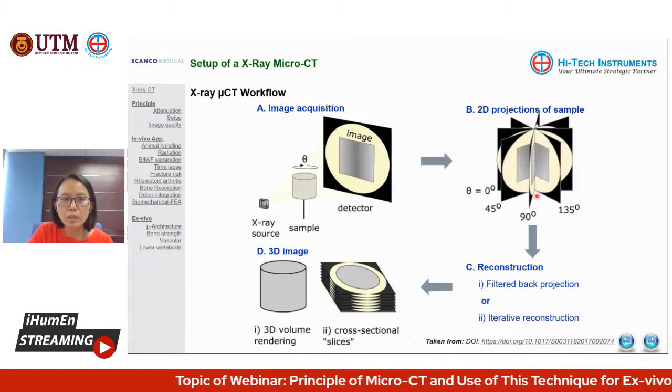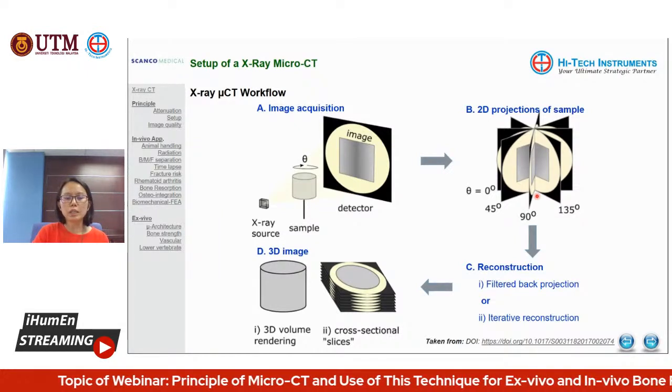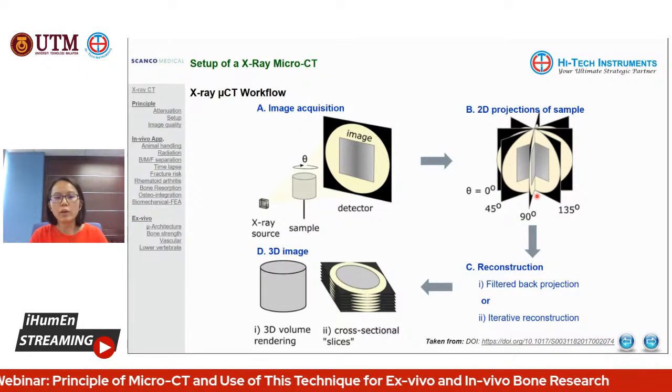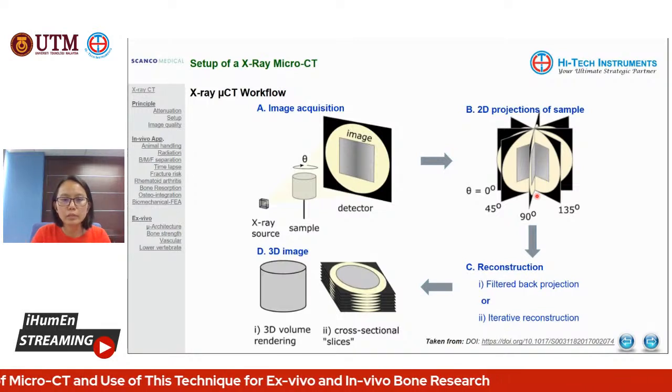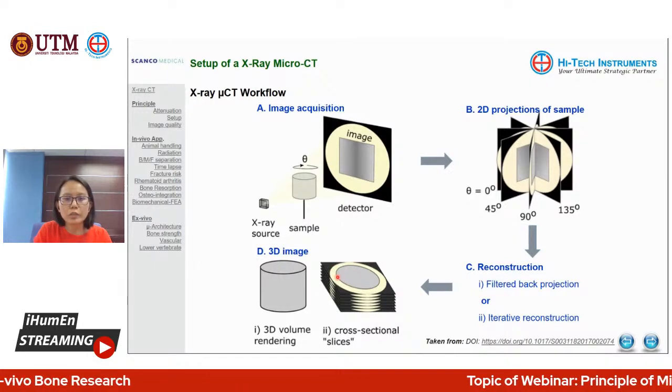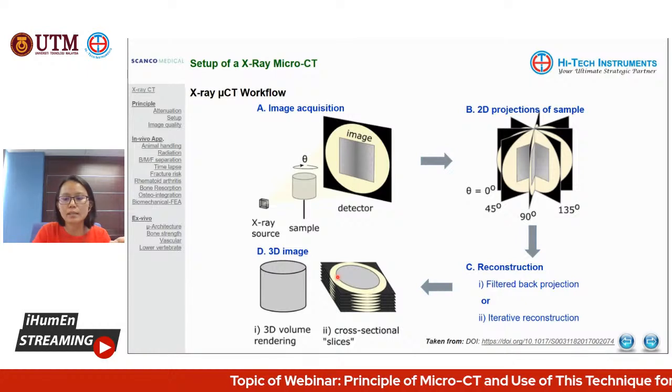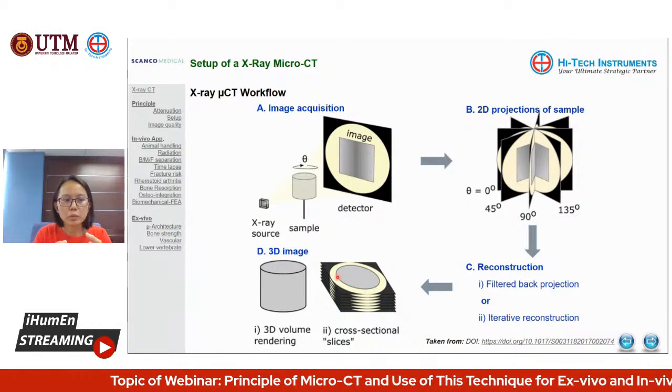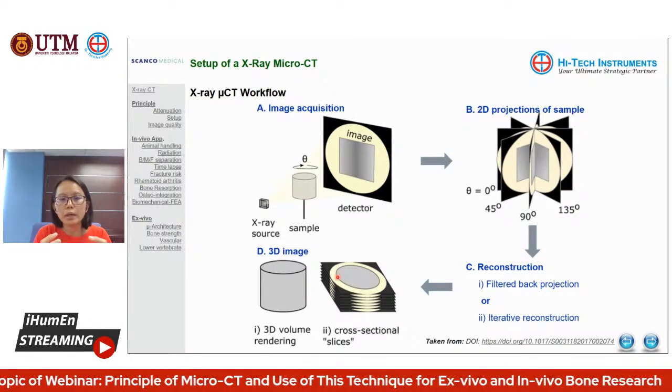So the reconstructed 3D image can come in two forms. One is the 3D volume rendering, which is like this, or we can select the cross-sectional slices, like the first slide I showed, the lung lobe image. So you will see the slices instead of combining all of them into a 3D volume image.